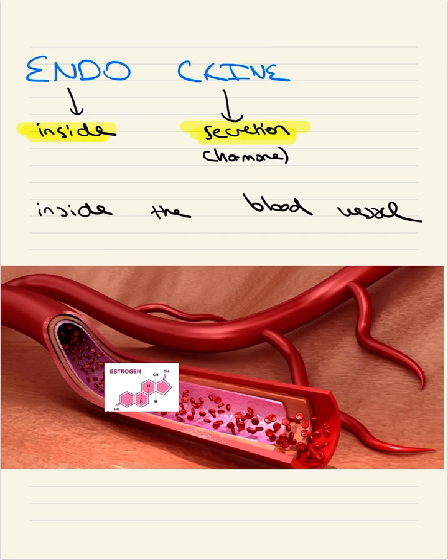First, let's tackle what it is. We have endo and crine. Endo means inside, and crine means secretion. So, secrete inside. And what are we secreting? We're secreting a hormone inside the blood vessel. And what's the purpose of this? The purpose is to carry a message somewhere in the body, and we do this by using the blood vessel. So we can carry a message from a part of the body that is very far away from the target organ. That is the whole idea of endocrinology, and the endocrine system does this with hormones.